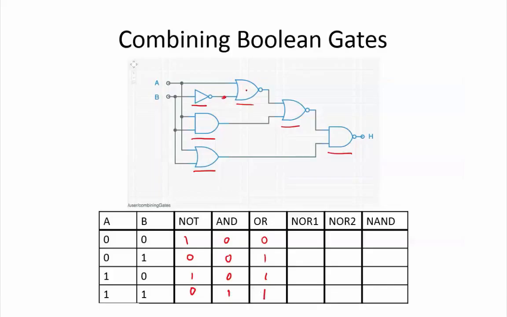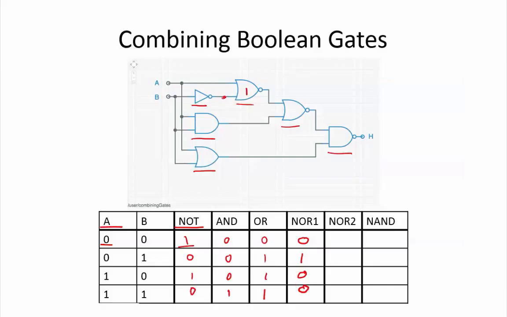Next, we want to see what our first NOR gate produces. Its inputs are A and the complement of B. We walk through each of the input combinations and determine the corresponding output for that gate. For input 0, 1, the output is 0. For 0, 0, the output is 1. For inputs 1, 1, the output is 0. And for input 1, 0, the output is 0.